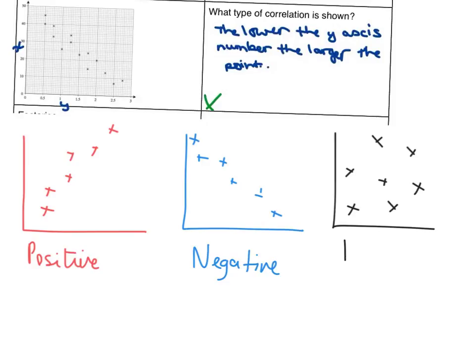And then finally, there's no correlation, or none. No correlation at all, so there's no relationship between two things. For example, I'm trying to think of something. The size of your feet and your math scores, for example.